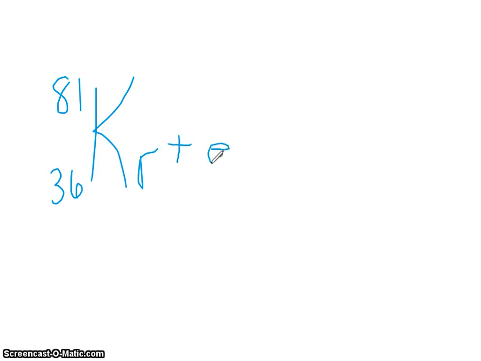Our first example will be krypton-81. We want to show the electron capture of this isotope. We first write the nuclide symbol for krypton-81. Since it is electron capture, we need to show the electron as a reactant. It is being captured by the krypton.